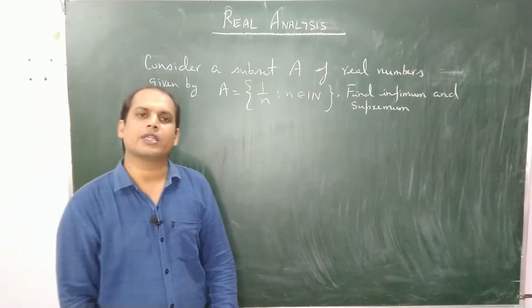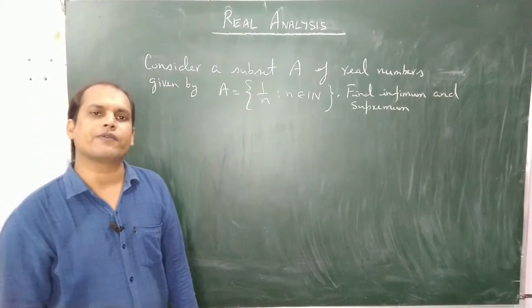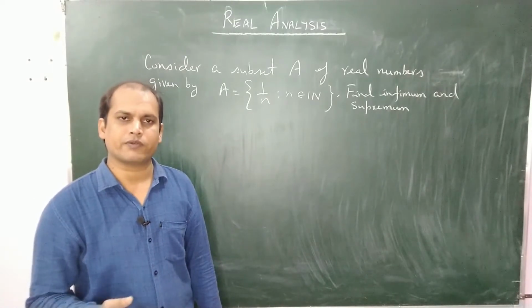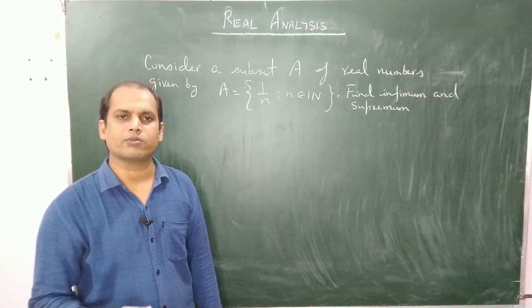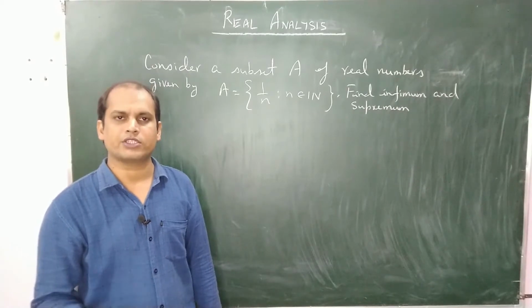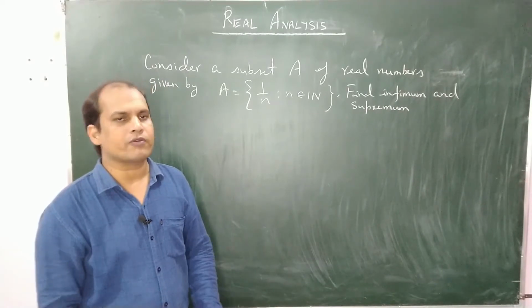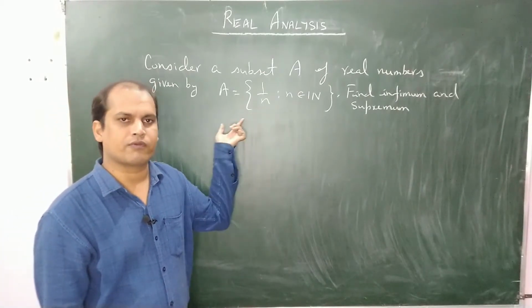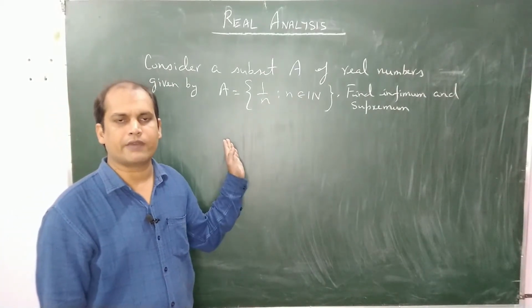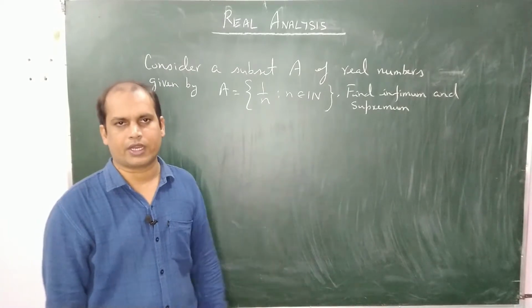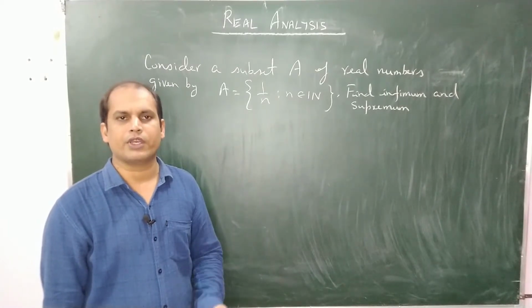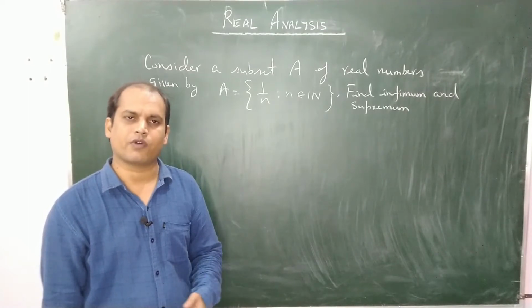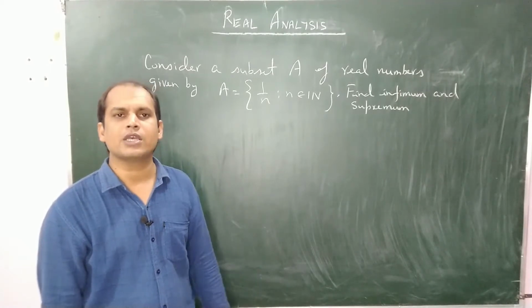Let me recall that according to the definition of infimum, the greatest lower bound, first we need to find all the lower bounds, and from the collection of all lower bounds, the greatest one is called the infimum. So we will try to find all lower bounds for this set, and from that I will choose the greatest one. Similarly for supremum, we need to find all upper bounds, and from the collection of all upper bounds, the least one is called the supremum.